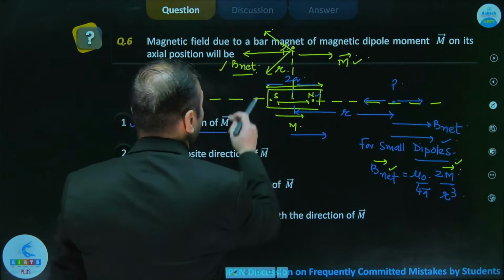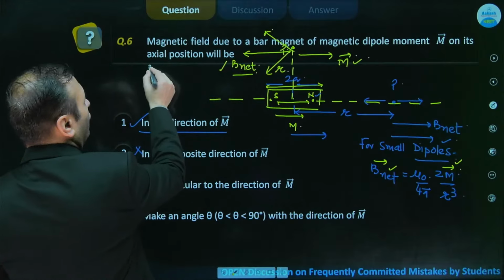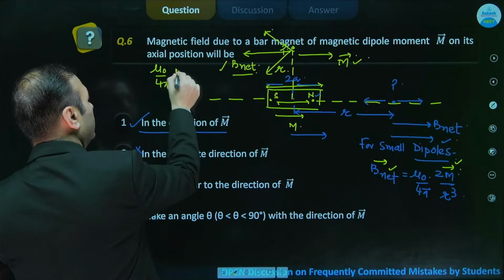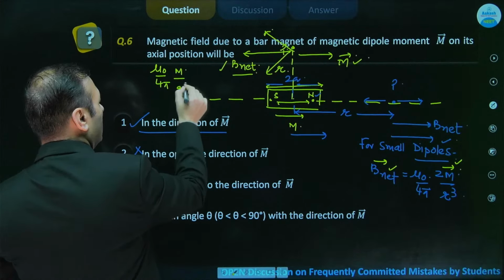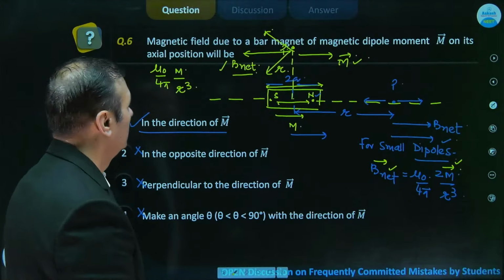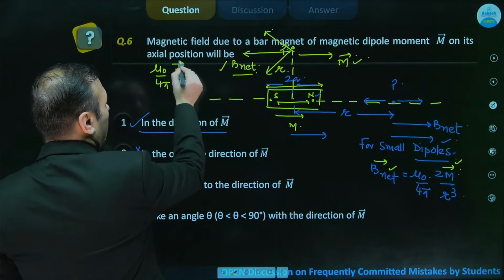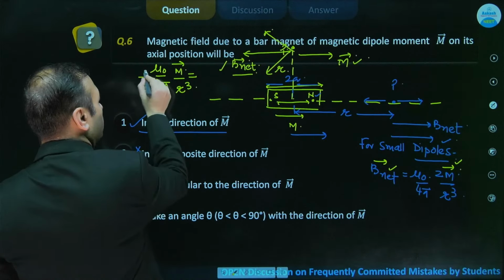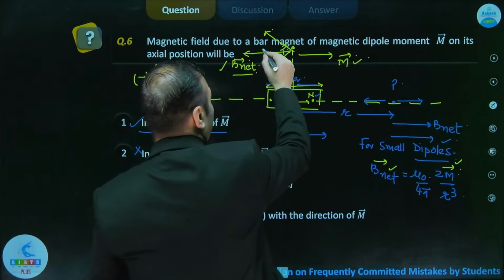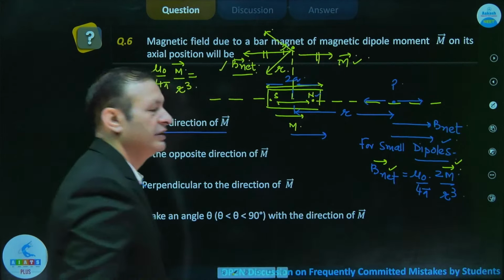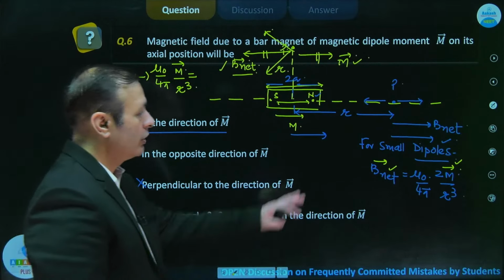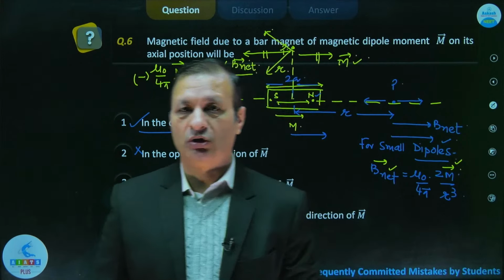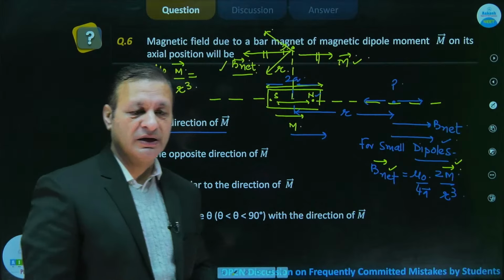And if I give you the numerical value for this B net, it's mu naught upon 4 pi, M by R cube. Now, if I keep M as vector and B net also as vector, then I need to keep a negative sign, the reason being they are opposite to each other. So I hope in the same situation we have attempted the second numerical also. Any doubt from this part?